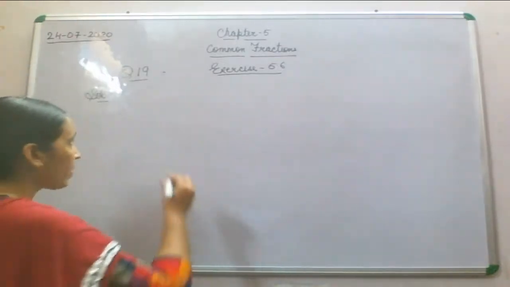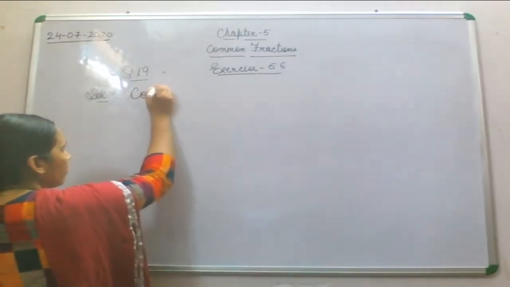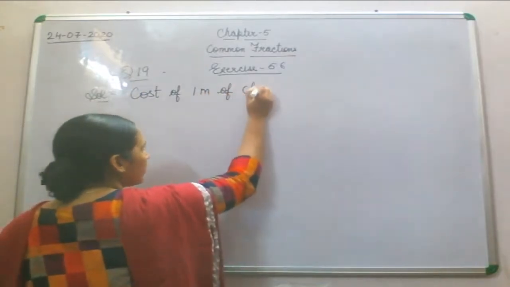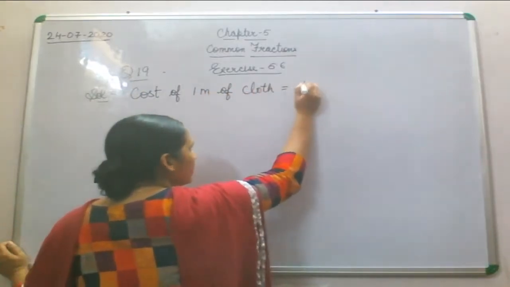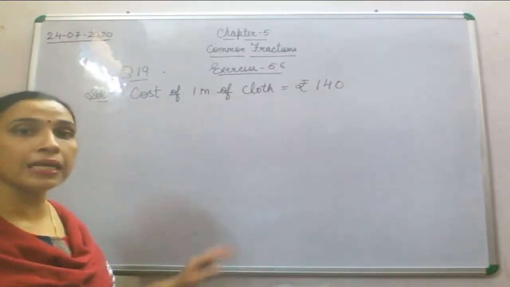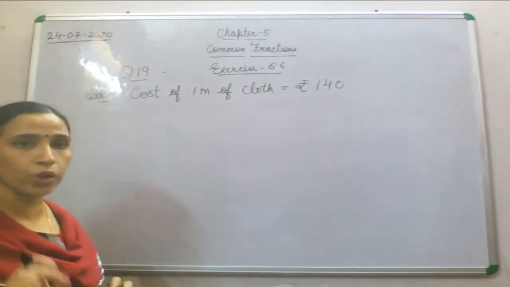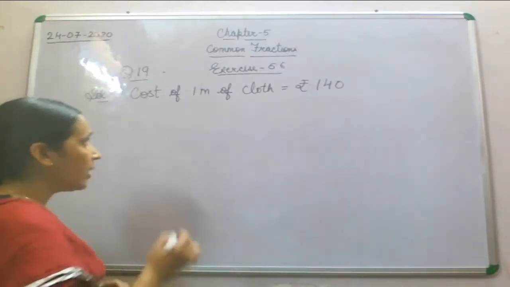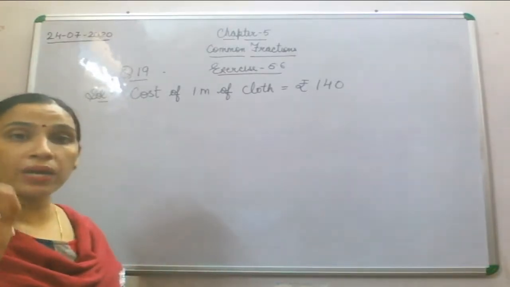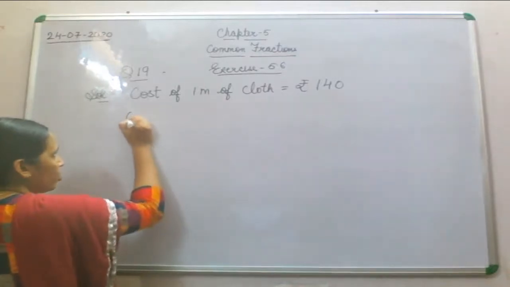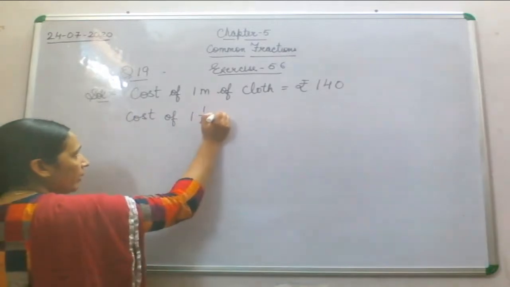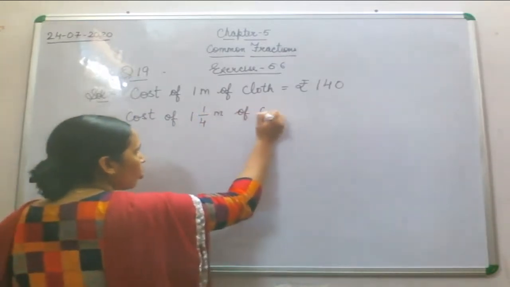Now here, the cost of 1 meter of cloth, which is your first statement, that is rupees 140. This is your first line in the question, and that will become your first statement, the cost of 1 meter of cloth. Now you have to find out the cost of 1/4 meter of cloth.